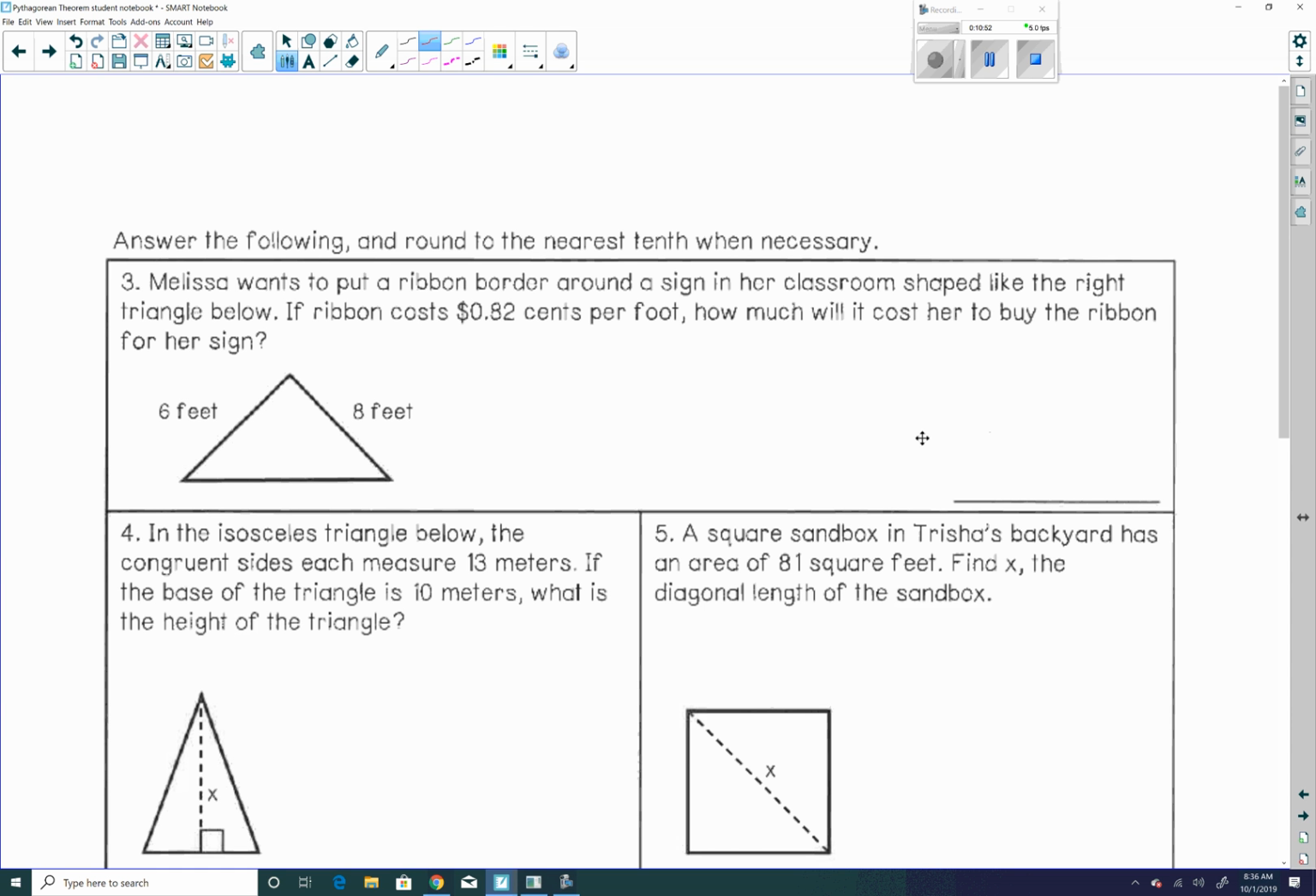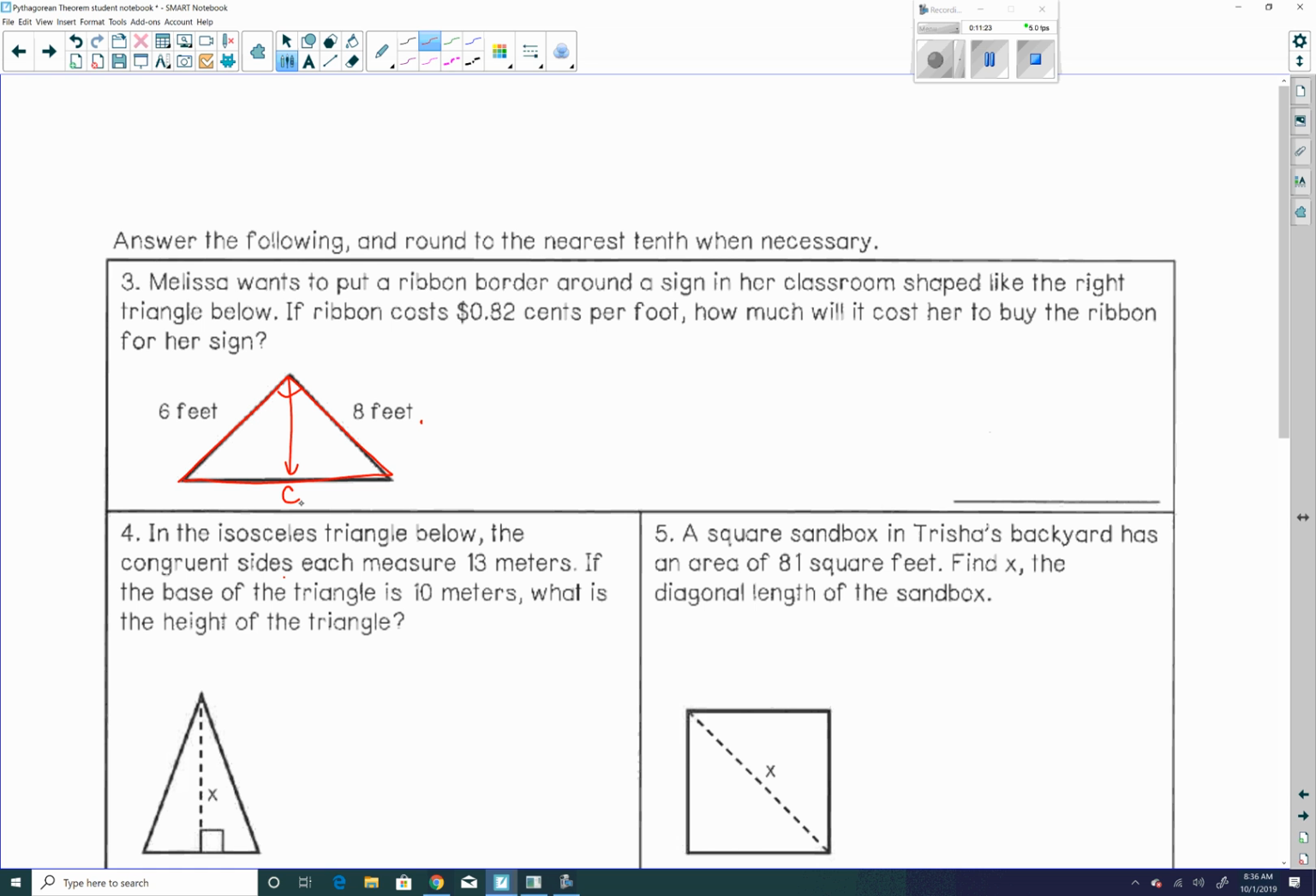So number 3 says, Melissa wants to put a ribbon border around a sign in her classroom shaped like a right triangle below. If the ribbon costs 82 cents per foot, how much will it cost her to buy the ribbon? So the ribbon border is going to go around the perimeter of the triangle. It's going to go around the entire thing. So the first thing I need to do is use the Pythagorean theorem to figure out what the missing length is of my C side.